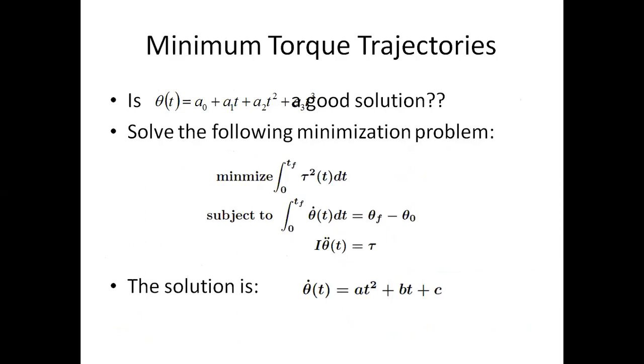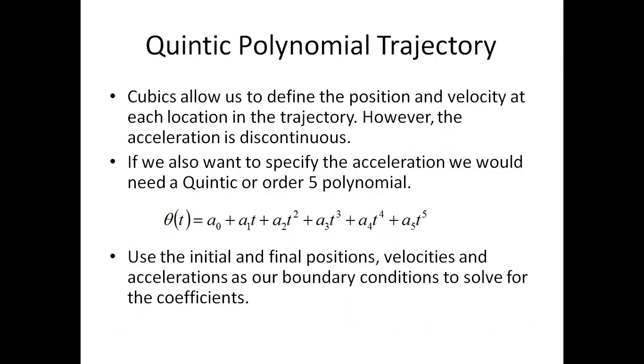Next we'll go for a quintic polynomial trajectory. In the case of a quintic polynomial trajectory, a cubic allows us to define the position and the velocity at each location in that trajectory. But when we talk about acceleration with a cubic polynomial, the acceleration will be a discontinuous wave. So if you want to specify the acceleration, we have to go for a 5th-order polynomial.